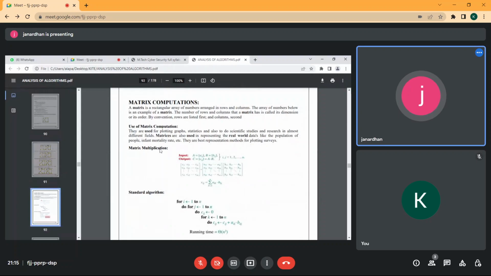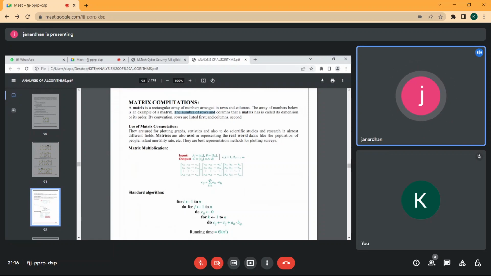Next one is the matrix computations. A matrix is a rectangular array of numbers arranged in rows and columns. Generally, matrix అంటే ఒక రెక్టాంగులర్, మేబీ స్క్వేర్ కావచ్చు, రెక్టాంగులర్ కావచ్చు, ఏదైనా కావచ్చు. Array of numbers arranged in rows and columns, to rows గా arrange చేస్తాం. The array of numbers below is an example of a matrix.